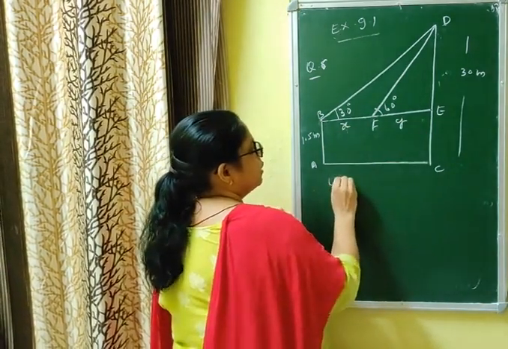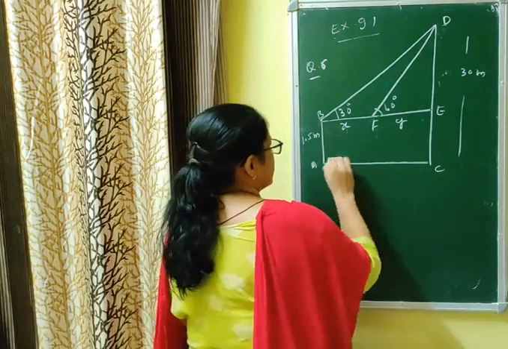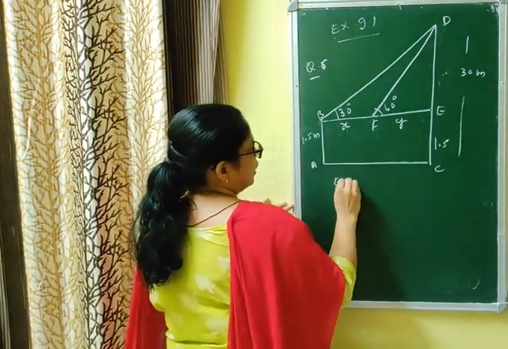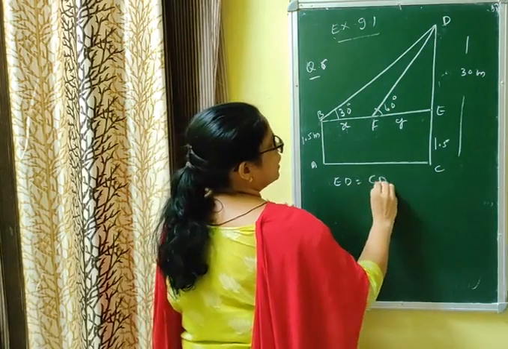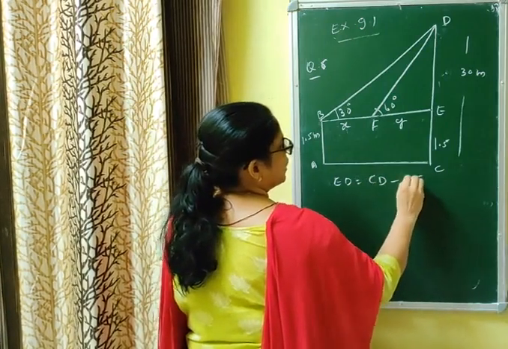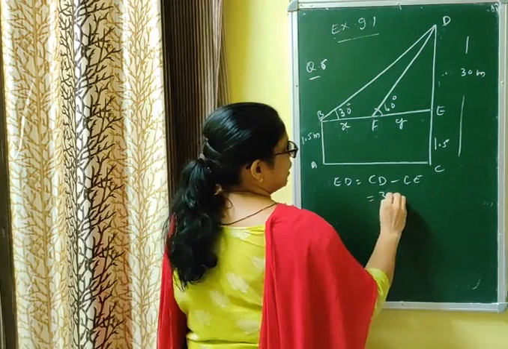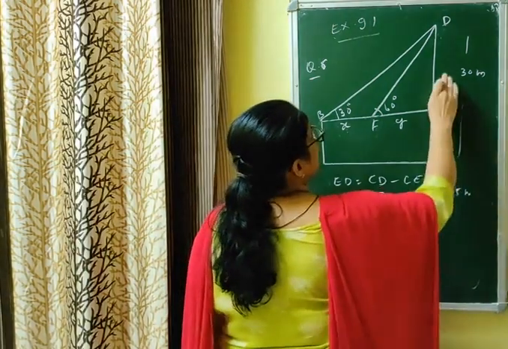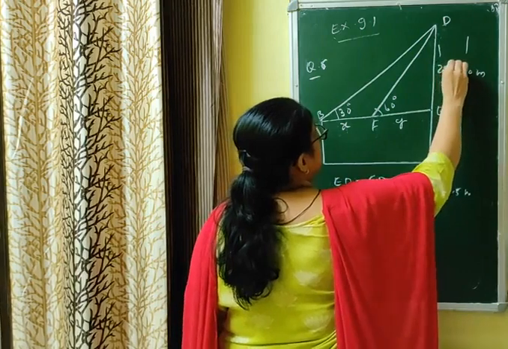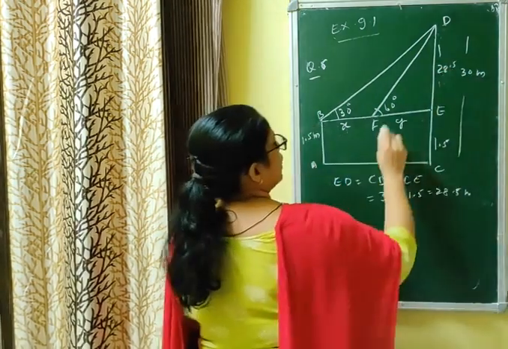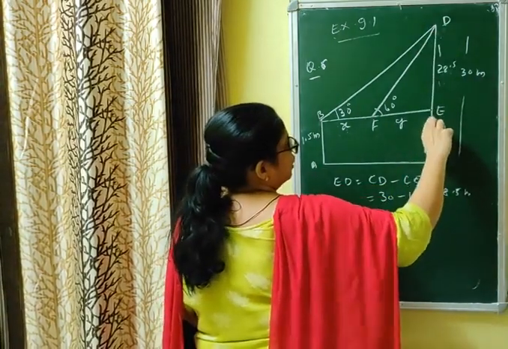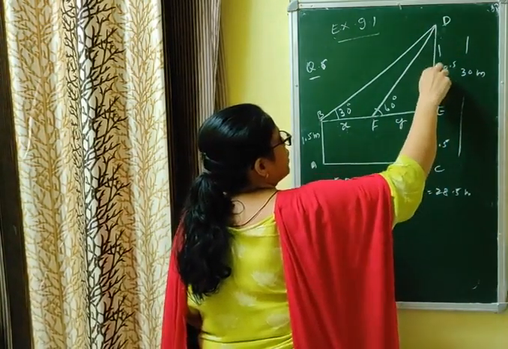Let CD, since this is 1.5, ये रेक्टेंगल बन रहा है तो ये भी 1.5 हो जाएगा. तो ED कैसे मिलेगा? ED is equal to CD minus CE, that is 30 minus 1.5, that is 28.5. Why are you finding this length? Because the right triangle जो form हो रहा है, the height is 28.5. This much is to be found out. This does not need to be included. So that we have to find this length.